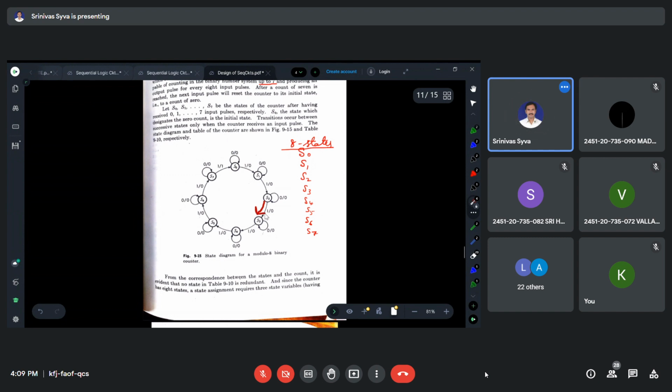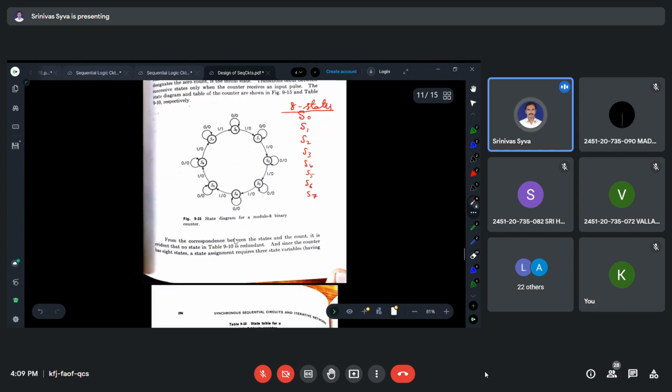After receiving 1 pulse, the machine will move from one state to another state. So finally, in state 7, if we receive 1 pulse, it will again go to the initial state S0, and the output is set to 1. So this is the state diagram for the modulo 8 binary counter.